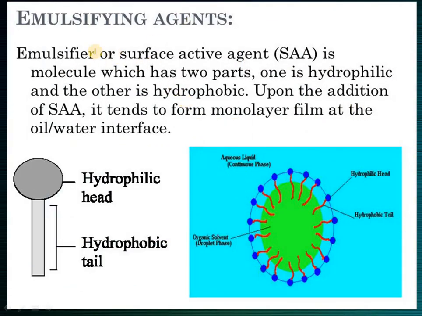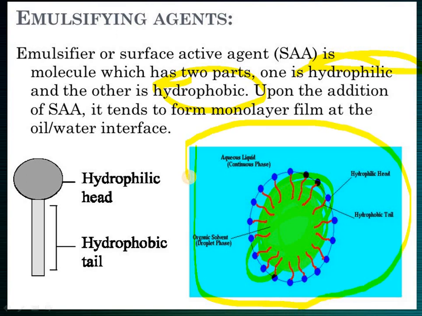What is the function of an emulsifying agent? An emulsifier, or surface active agent, is a molecule which has two parts, hydrophobic and hydrophilic. Hydrophilic is water loving, hydrophobic is water hating. Upon addition of it to the emulsion, they trap the oil particles, that means the hydrophobic part is inside and the hydrophilic part outside. If micelle formation takes place, then it is an oil in water type emulsion.